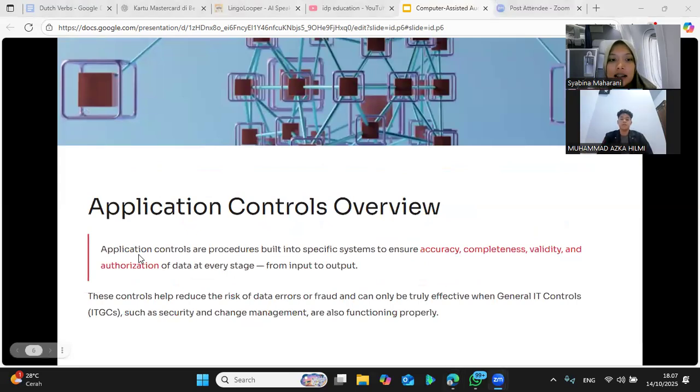Okay, next, let's talk about application controls. These are built-in procedures within the systems that ensure the accuracy, completeness, and validity of data from the moment it's entered, processed, until it's reported. So they are essential in reducing the risk of errors or fraud, but it is important to remember that these controls are only effective if the general IT controls like security and change management are also properly functioning.